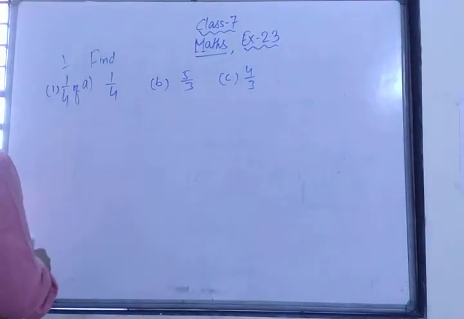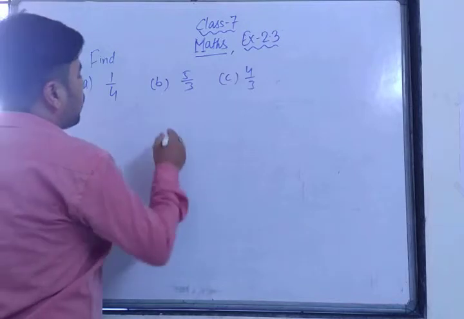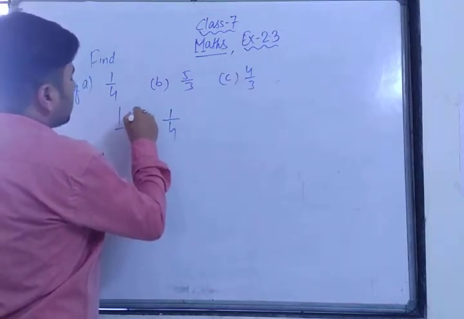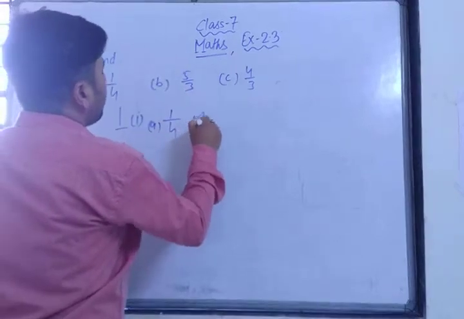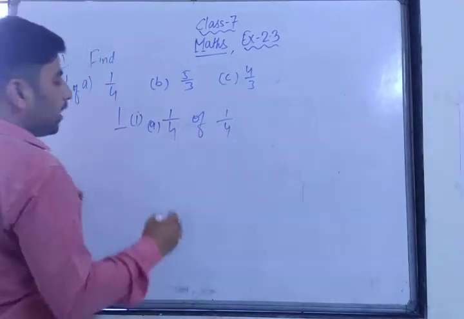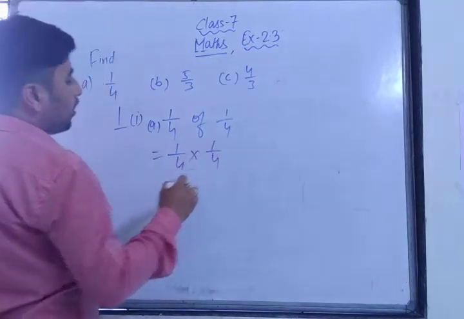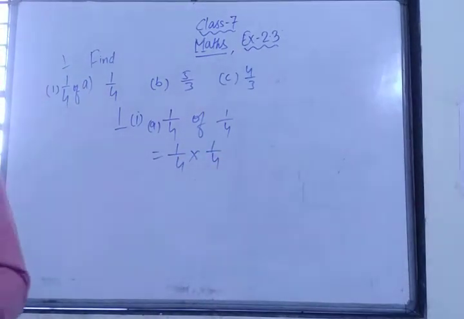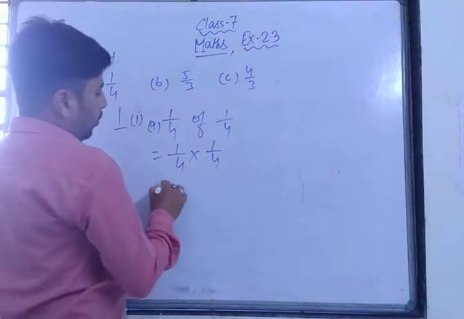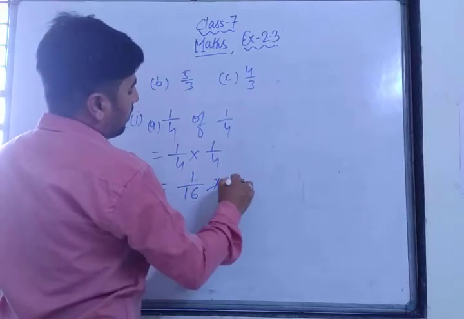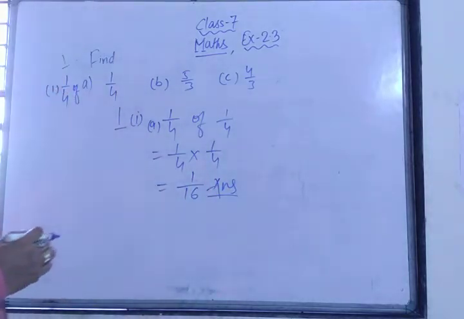You have to find the value of 1 by 4 of 1 by 4, first question, first A. What is the meaning of of? I had already explained, of means multiply. 1 by 4 of 1 by 4 means 1 by 4 into 1 by 4. 1 1 is 1, 4 4 is 16. This is the answer of first A.